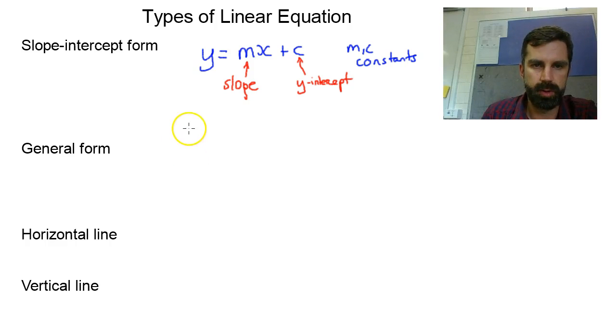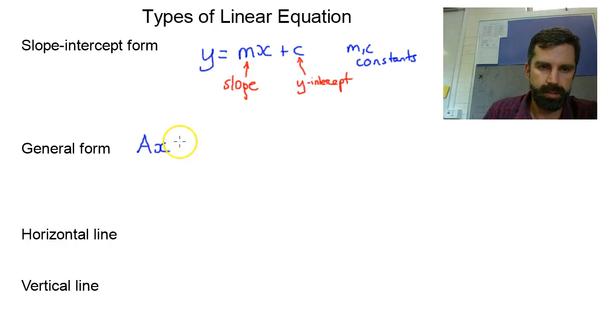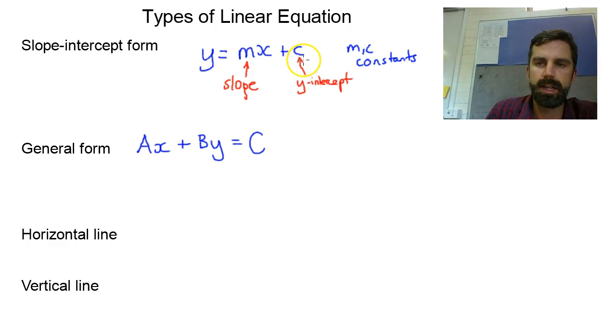If we look at general form, that's a little bit trickier, but it has one advantage. The thing with general form is the x and the y are on the same side of the equation. So we have a, which is a constant, multiplied by x, plus b, which is a constant, multiplied by y, and that equals capital C. Now note that that is different to lowercase c, which is in slope-intercept form.